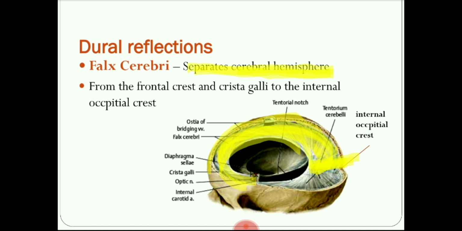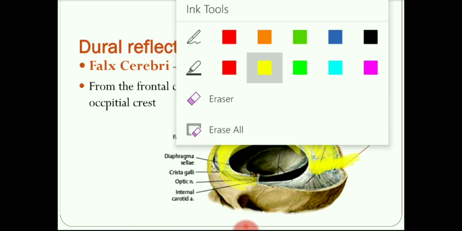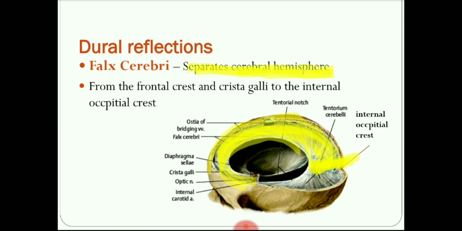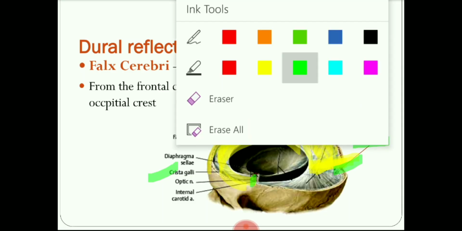Now look at the attachment of the anterior end and the posterior end. The anterior end is attached to a bony elevation known as the crista galli. It is part of the ethmoid bone, and posteriorly it is attached to a part of the occipital bone, that is the internal occipital crest. Now this posterior broad end is attached to the superior surface of the tentorium cerebelli. Now this upper convex border is attached to the bones.